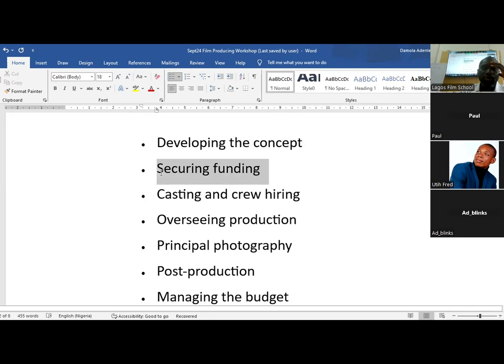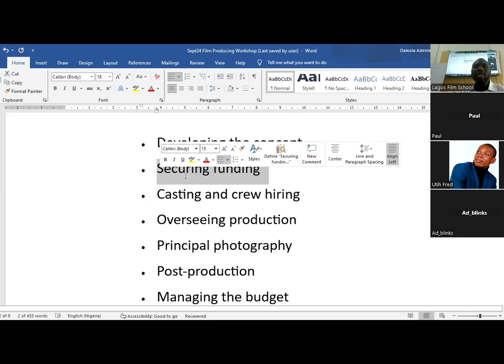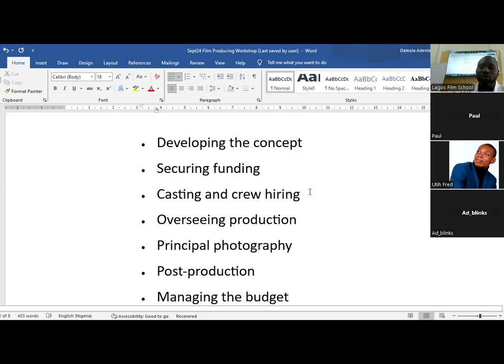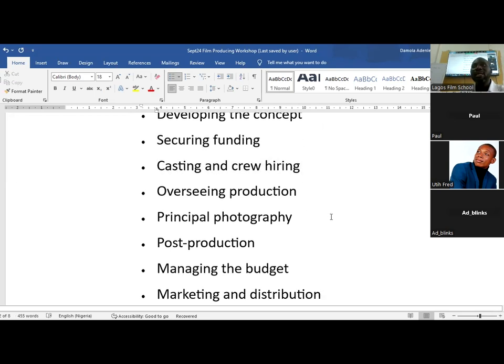Next is securing funding. So you come up with an idea, you find money to make that idea into a film, okay? You hire cast and crew. Remember, like I said, even the director is hired by the producer. The producer is the oga to the director. But at times, even the producer has to step down for the director to take charge. Because if the director is not allowed a free hand to do what he needs to do, production will probably not go the way it ought to go, okay?